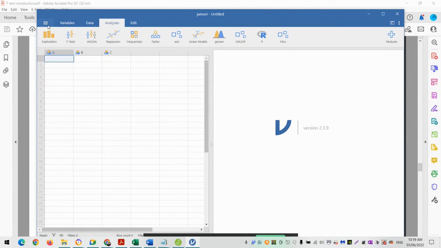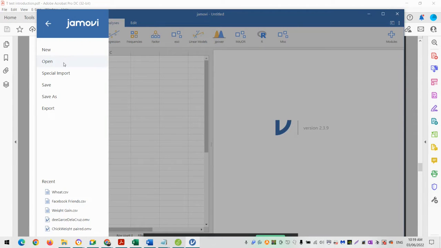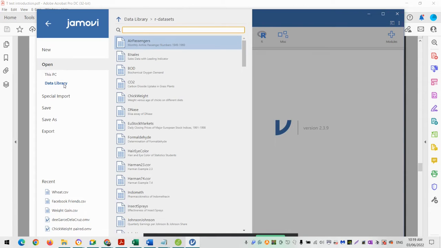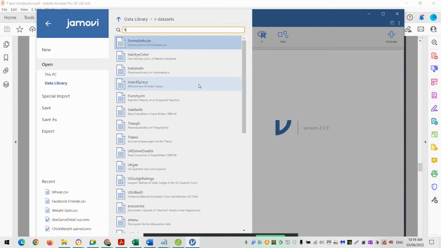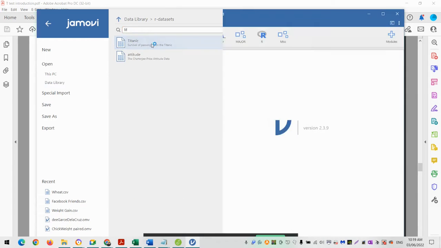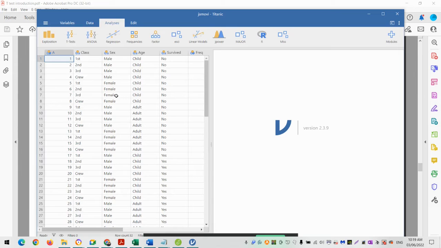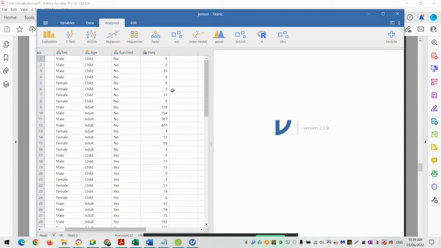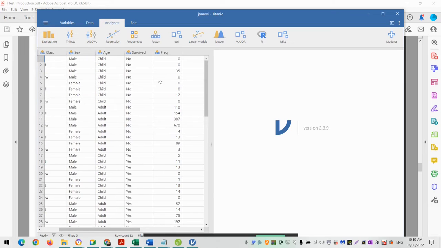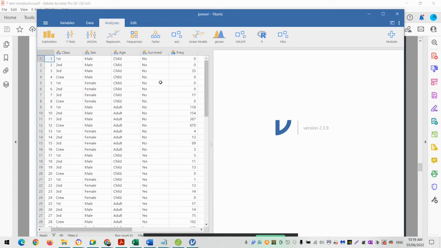At pwede nating i-access ulit yung data na yon using yung JAMOVI by opening it in the data library and searching for Titanic. At mag-appear na to. And if we click it, then maglo-load yung ating data containing the class variable, sex variable, age, survived, whether no or yes, at yung frequency ng mga classes na to or categories na to.